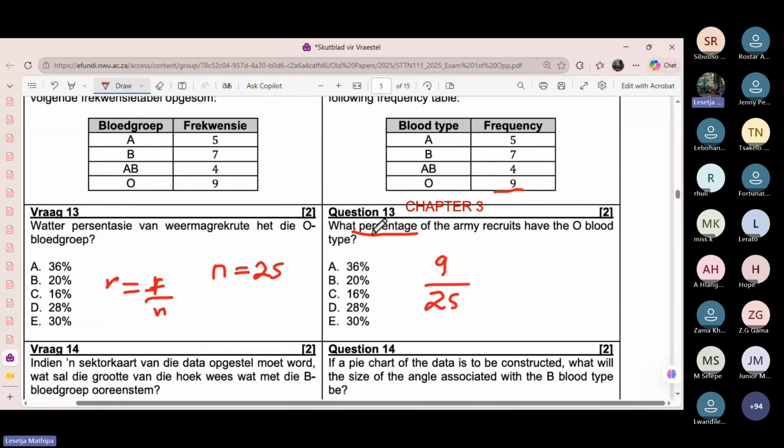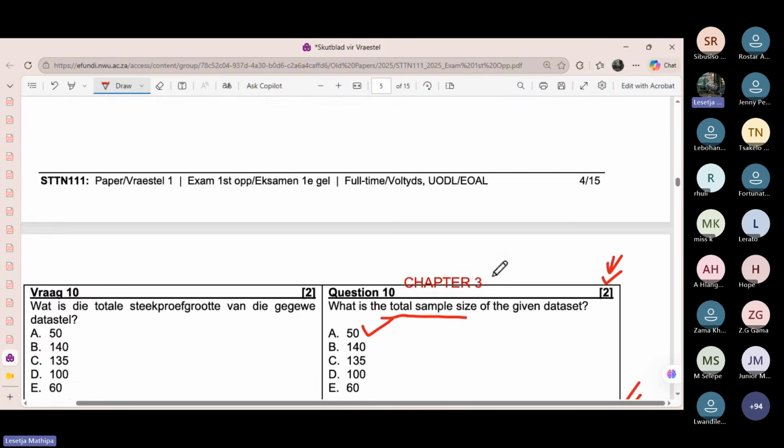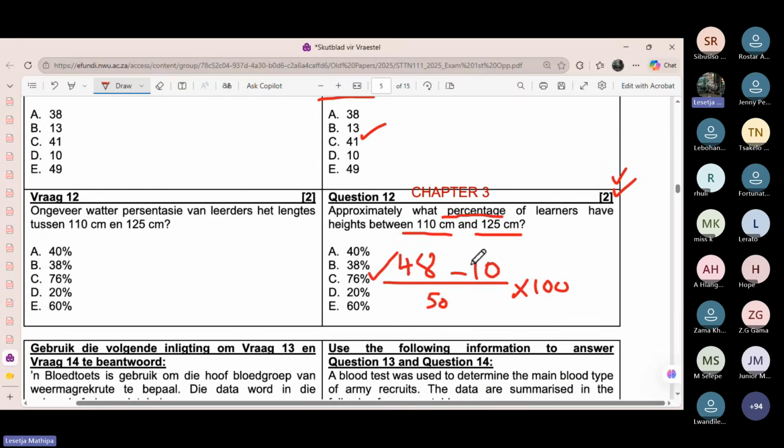But we're not done. Remember, they want the answer in the form of a percentage. That's why you have to multiply it by 100 to get the percentage. Then you'll get the answer, 36%, which is option A. This one is correct, then you get 2 marks. If you count the 2 marks, you're going to get above 50.